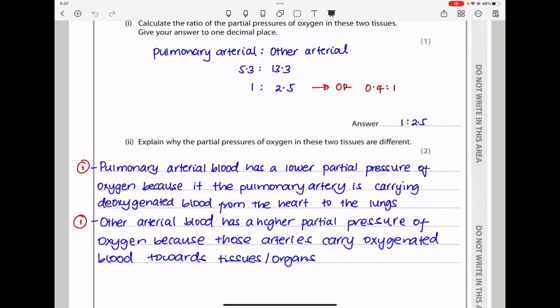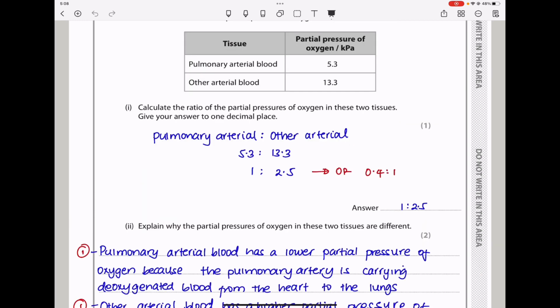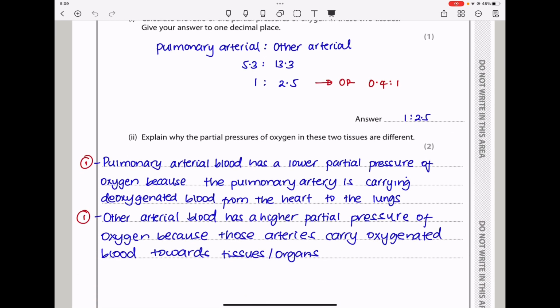And down here they say explain why the partial pressures of oxygen in these two tissues are different. When we look at the information that is given, we can see pulmonary arterial blood is carrying the deoxygenated blood, that's why the partial pressure of oxygen is quite low, but other arterial blood is going to have a higher partial pressure of oxygen because it's carrying oxygenated blood to the rest of the body.